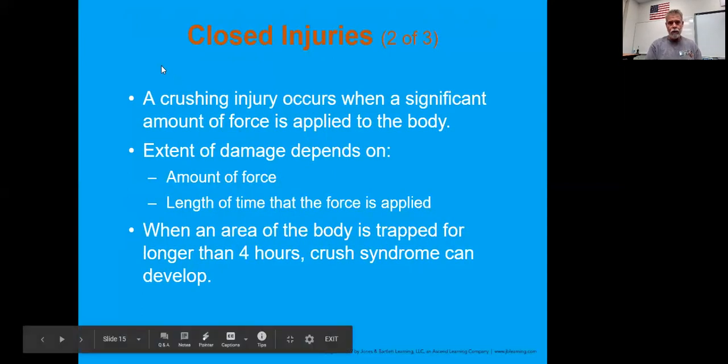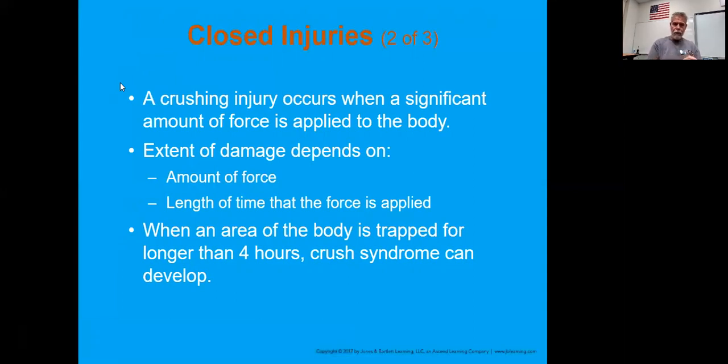The crushing injury, so there's a large amount of force that's actually applied up against the body. And all of these factors come into it. It's just like, how far is the fall? If there's a fall injury, is it 5 feet? Is it 20 feet? So when we start thinking about the crushing injury, how much force was actually applied to the body? How much time was that force actually applied? And when an area of the body is actually trapped for longer than 4 hours, this crush syndrome can actually develop.